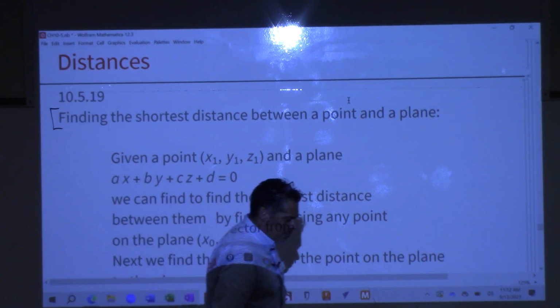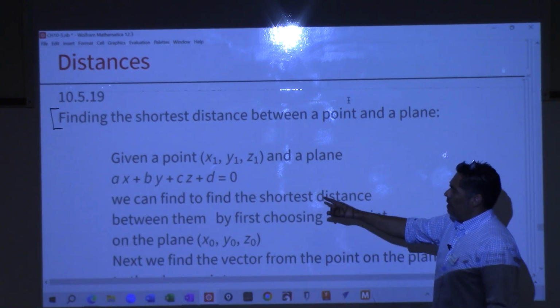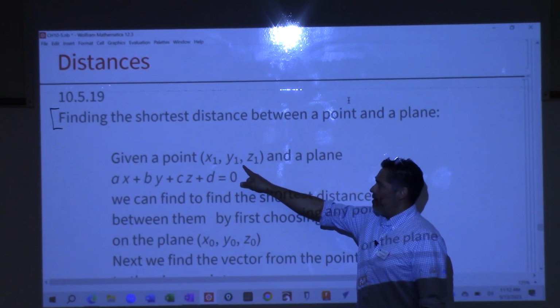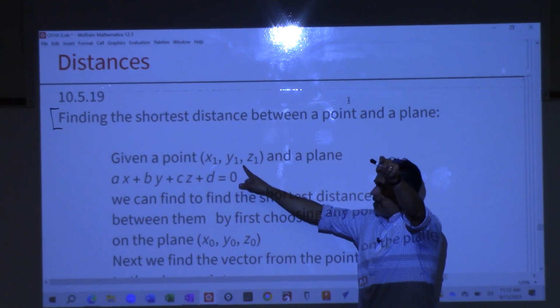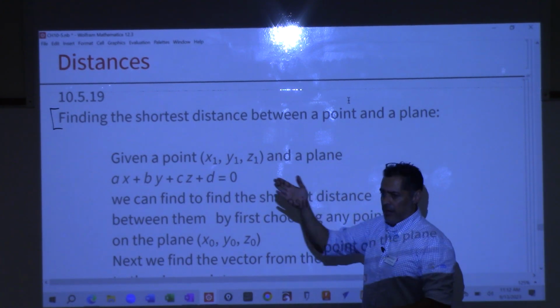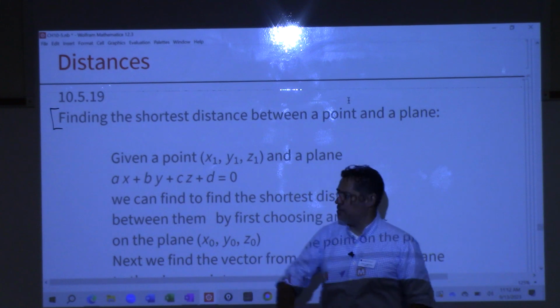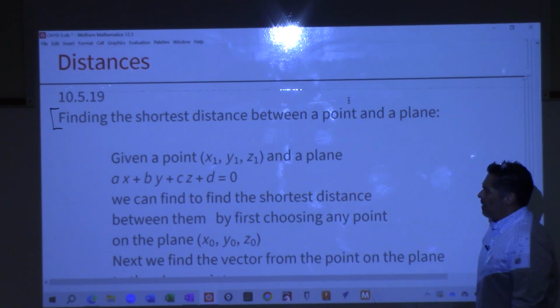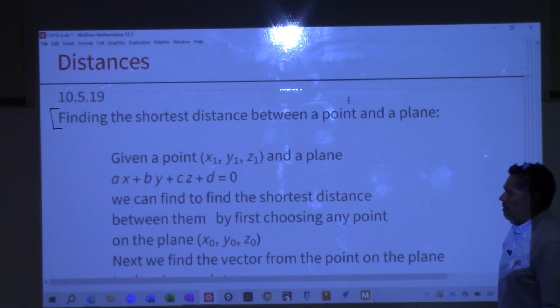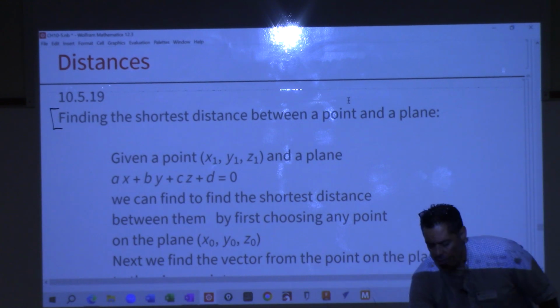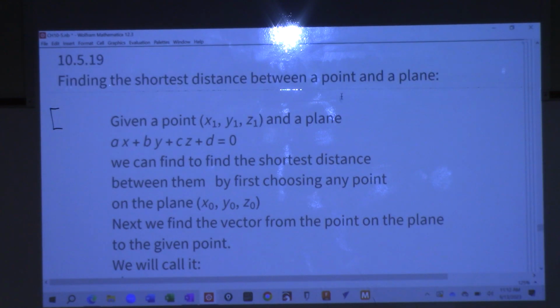So first of all, imagine that we're given a point, the projector, and we're given a plane sitting here in space. We can find the shortest distance between them by first, and I'm going to show this to you visually. So here's how we're going to do it.